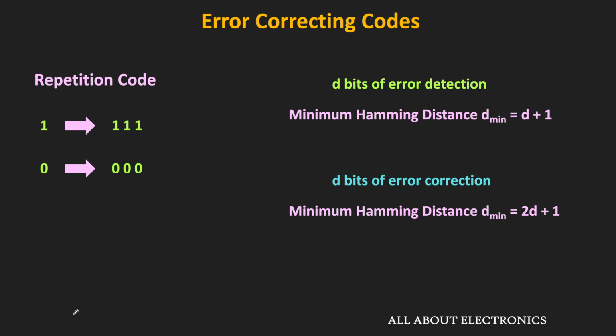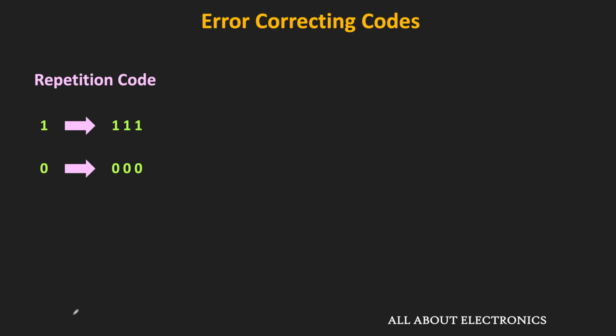So in case of this repetition code, by adding the extra bits, we can correct more errors. But this repetition code is not a very efficient code. That means for sending even 1 bit of information, 2 redundant bits are sent. Or in other words, for 1 bit of error correction, 2 extra bits are sent.